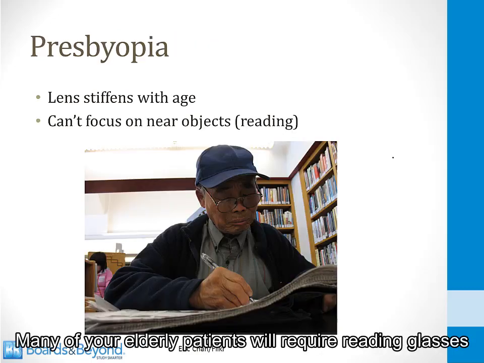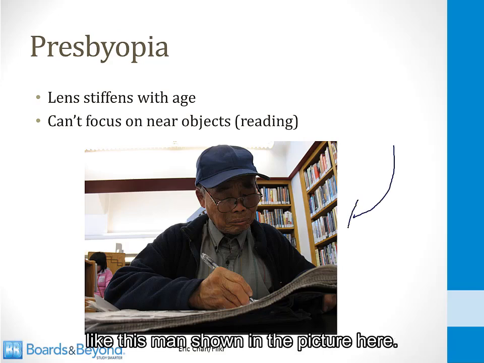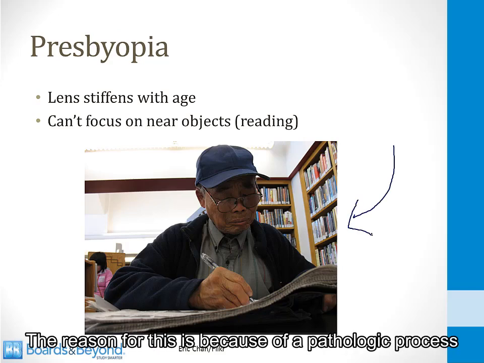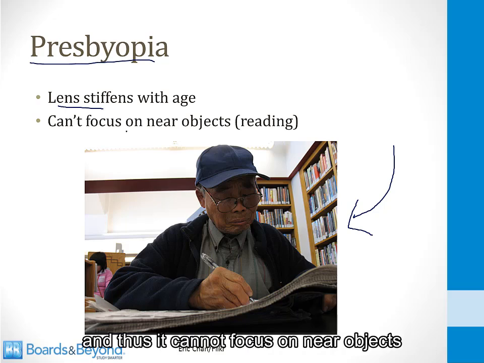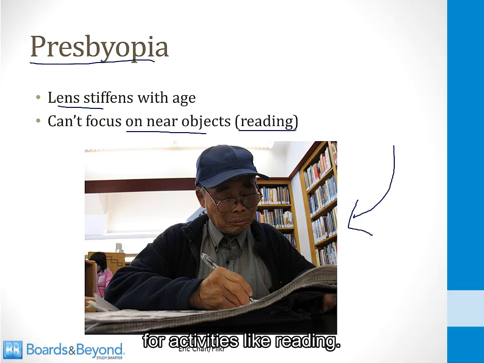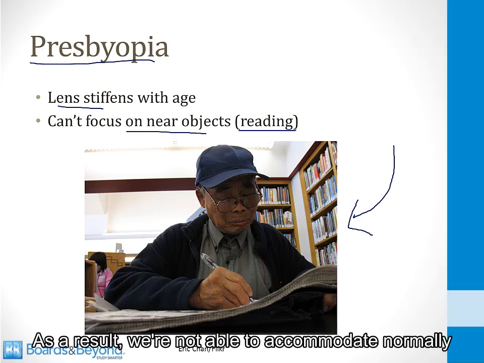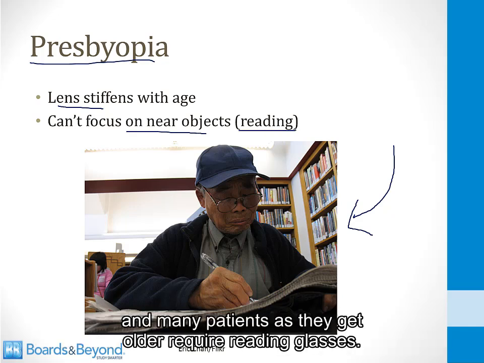Many of your elderly patients will require reading glasses like this man shown in the picture here. The reason for this is because of a pathologic process called presbyopia. As we age, the lens stiffens, and thus it cannot focus on near objects for activities like reading. As a result, we're not able to accommodate normally, and many patients as they get older require reading glasses.